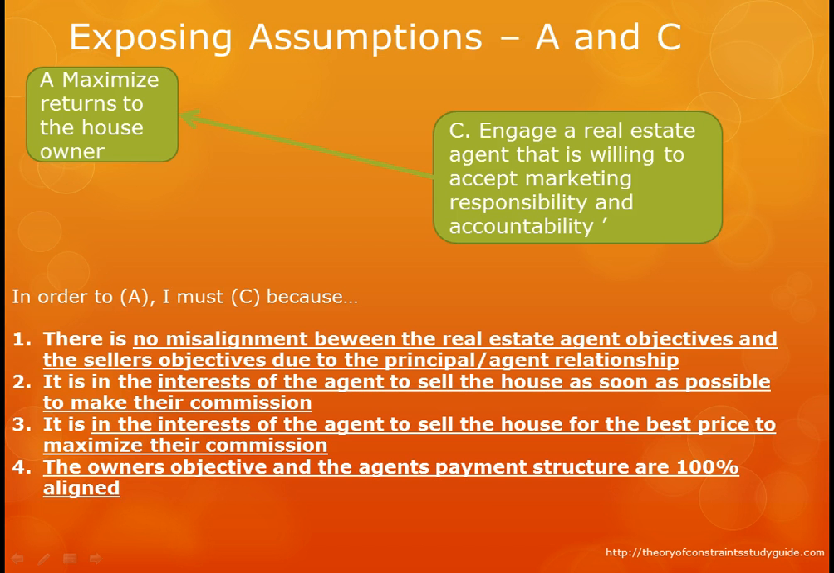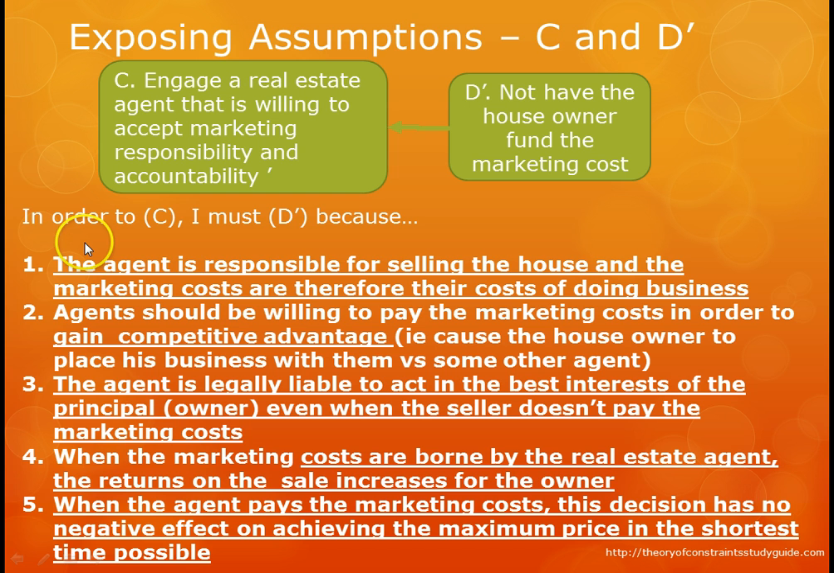So again, when the agent does that, that aligns with the house owner's objective of maximising their returns, and that the owner's objective and the agent's payment structure are 100% aligned. So as the price of the house that is paid by a third party increases, so too does that serve the interests of the house owner or the objective of the house owner and the real estate commission's payment. So again, an example of an assumption that sits behind these two relationships.